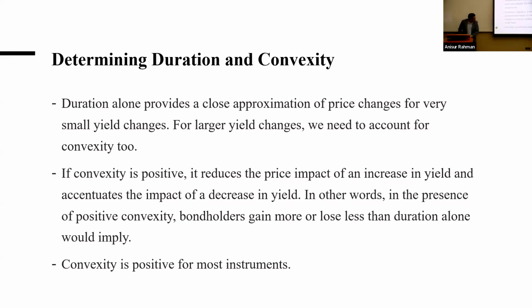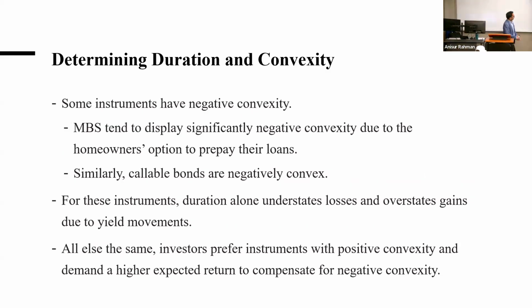Convexity is positive for most instruments except for instruments like MBS, mortgage-backed securities. I already discussed this. Callable bonds. What are callable bonds? In a way, it is like the opposite of mortgage-backed securities. In case of mortgage-backed security, if you are a mortgage owner, if the interest rate goes down, you will hand over the mortgage loan, right? And you will refinance. In case of callable bond, what happens?